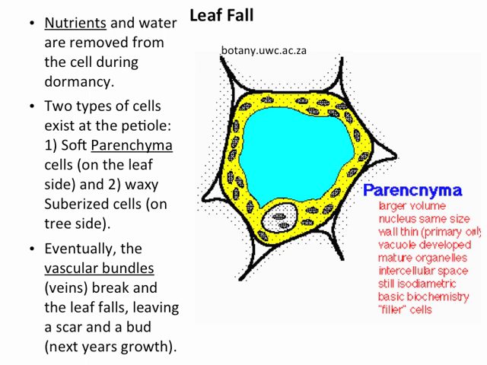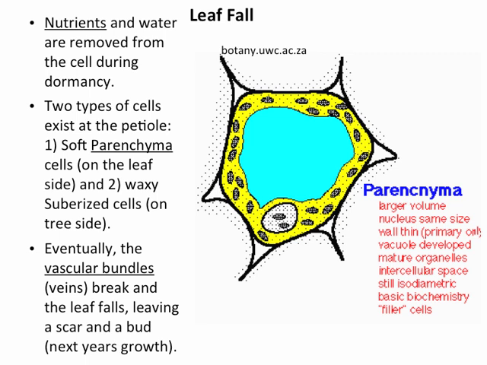So why does the leaf fall? The nutrients and water are removed from the cell during that dormancy. So we're talking winter here. 2 types of cells exist at the petiole. So remember what the petiole is and where that petiole attaches to the stem. There are 2 different types of cells that are going to structure themselves depending on what they do. So there's the soft parenchyma cells, so that's on the leaf side, and then there's the waxy suberized cells, which is on the tree side.